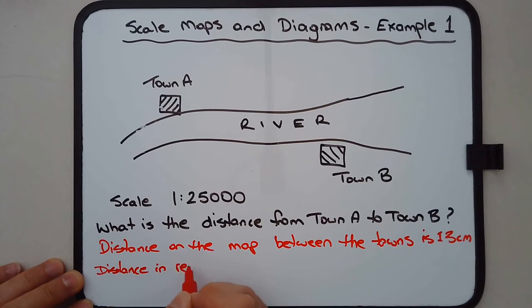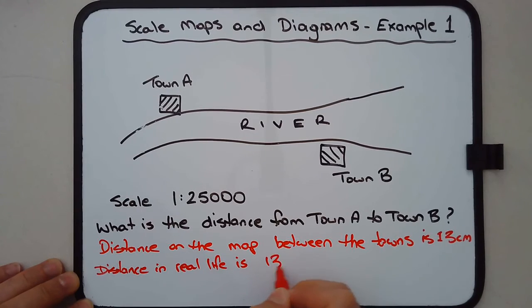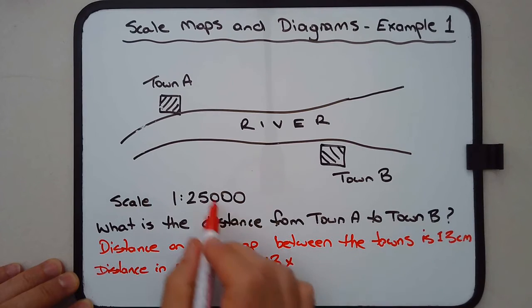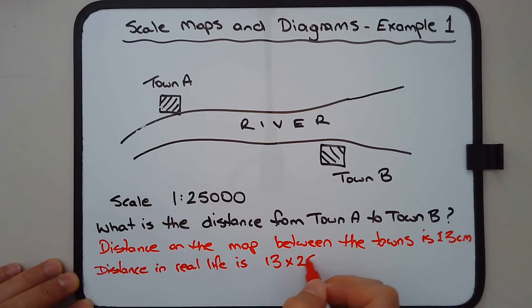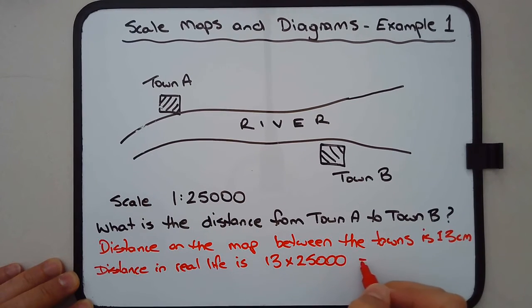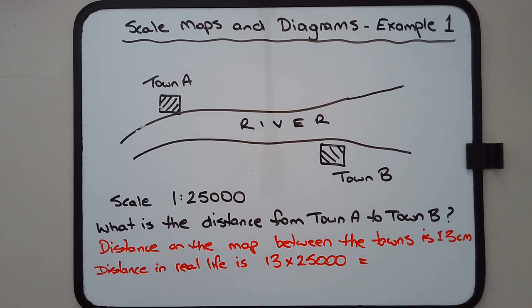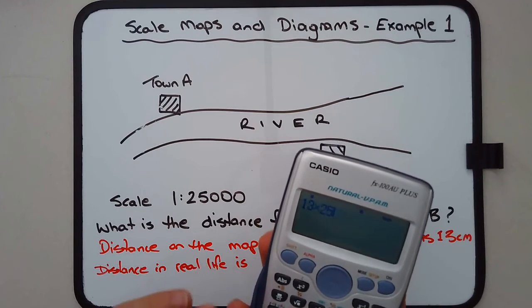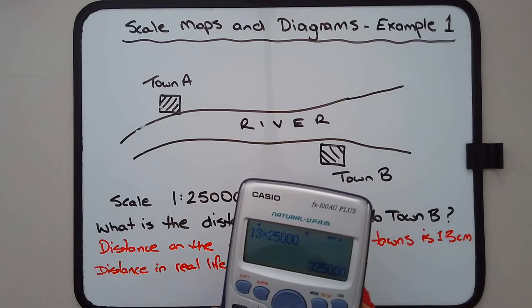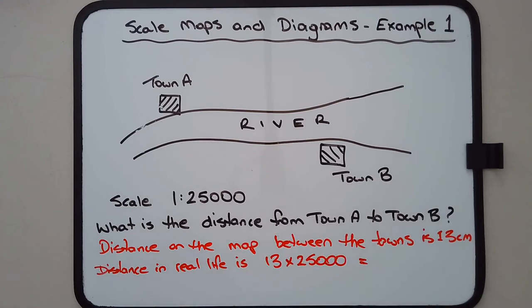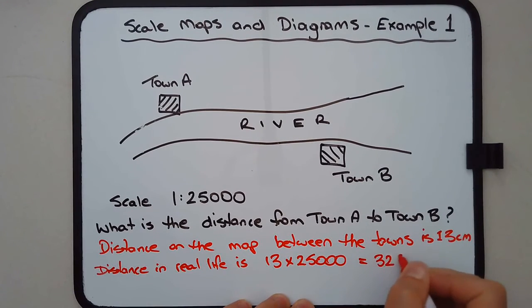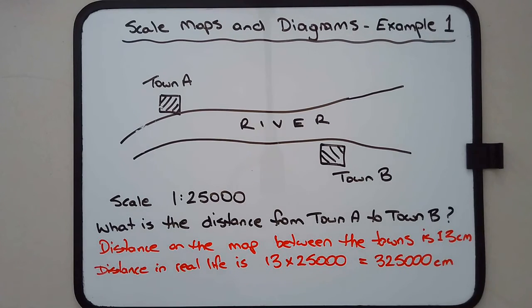in real life, you take the 13, we multiply it by the scale factor, so 25,000, and multiplying those two numbers together, we get 325,000 centimetres. Now that kind of doesn't make too much sense when we're talking that many centimetres.